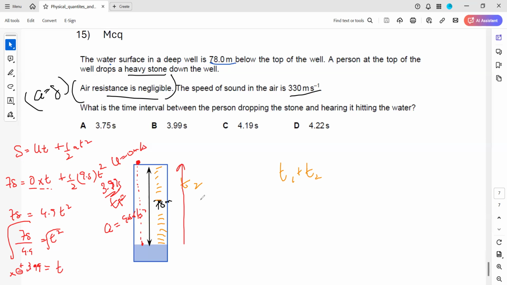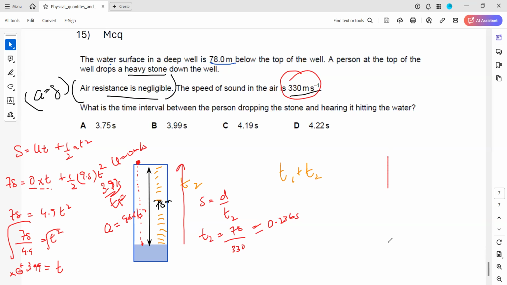Because the sound is not accelerating, if the object does not accelerate, then we use the formula speed is distance divided by time. Whenever there's no acceleration, we use the simple formula speed is distance over time. Whenever there's an acceleration, we always use the equation of motion. It won't take the same time because the stone was accelerating, but the sound does not accelerate. Sound travels at a constant speed, which is 330 meters per second. So for the second time interval, the distance is again 78, and the speed of sound is 330. So 78 divided by 330, the time taken by the sound is equal to 0.236 seconds.